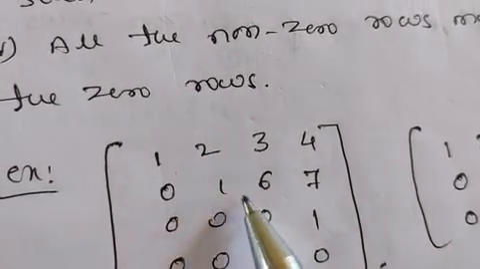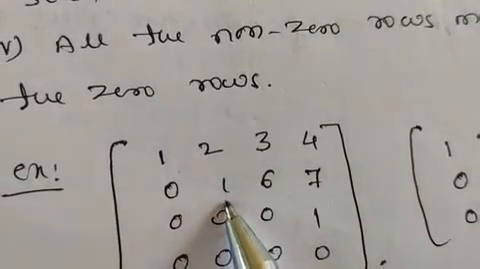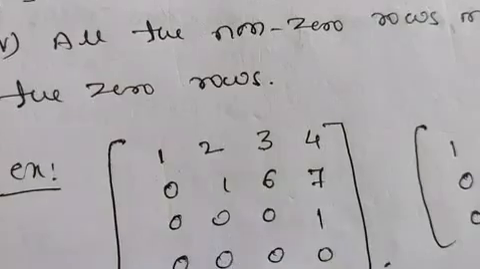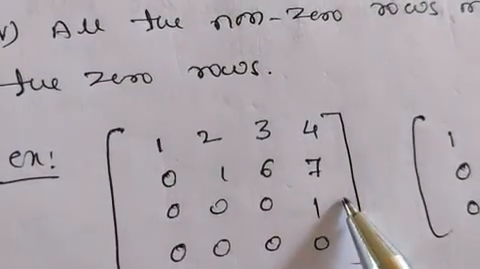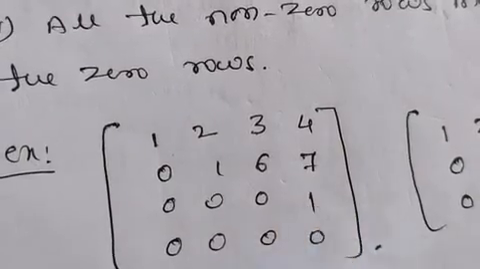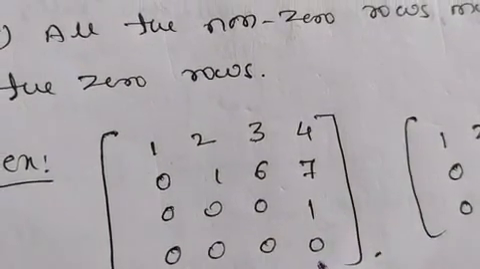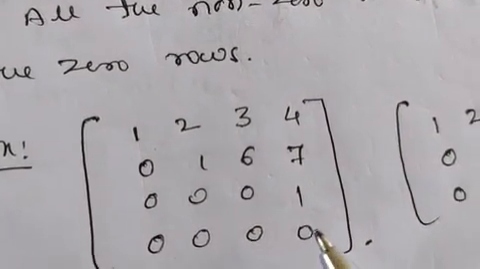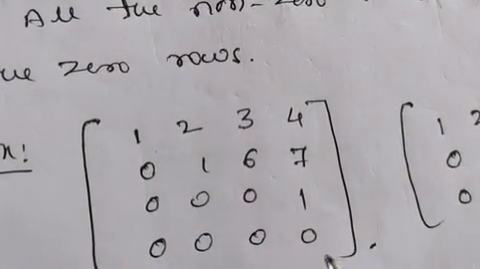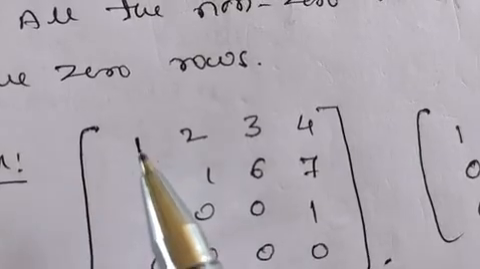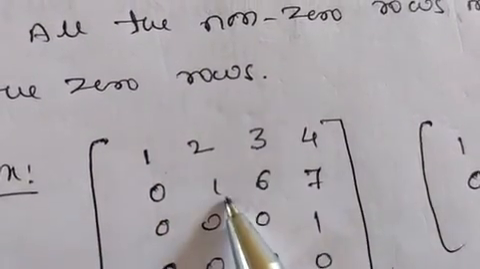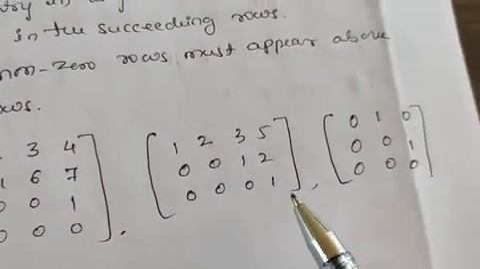Then again the second row also should start with 1 only, and below that also all the elements should be 0. And the third row also should start with 1, then below that all the elements should be 0. And all zero rows should appear at the last. Don't think that it should only be 1; it may be other numbers also. Then also we can call it an echelon form.